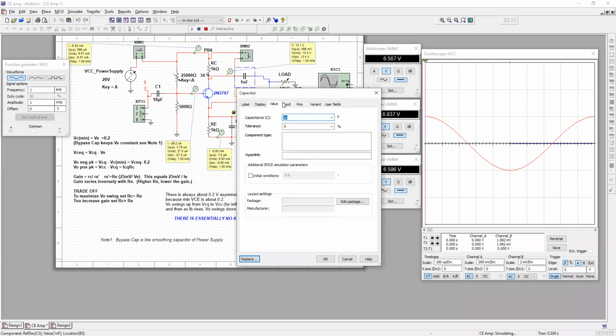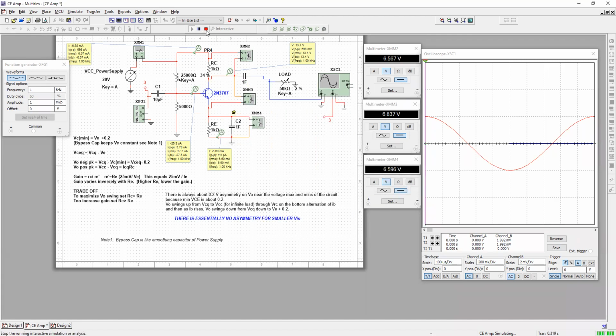How about if we go high? Let's go really high now, back to 1 farad. Huge capacitor there. Okay, and restart. We're back at the first gain we saw when we added the load, about 180 millivolts. There we go. Interesting.